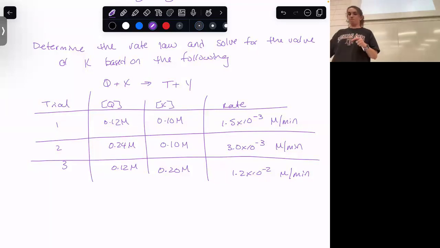Alrighty. So for this one, I want you to determine the rate law, and I want you to solve for the value of K. So you can write a total rate law reaction when you're done. And I'll let you try this on your own.